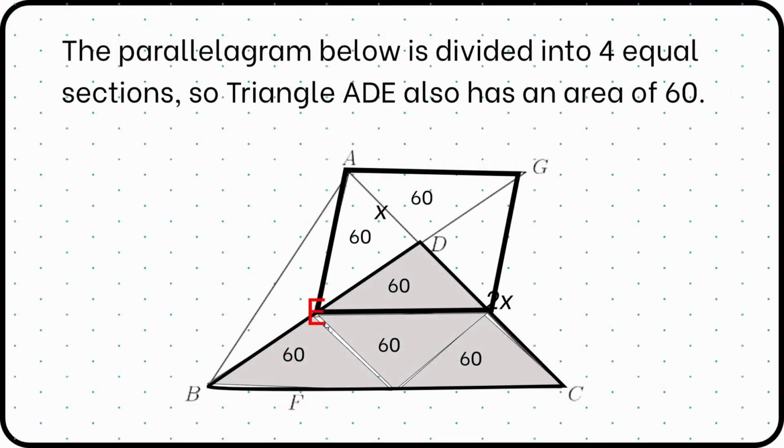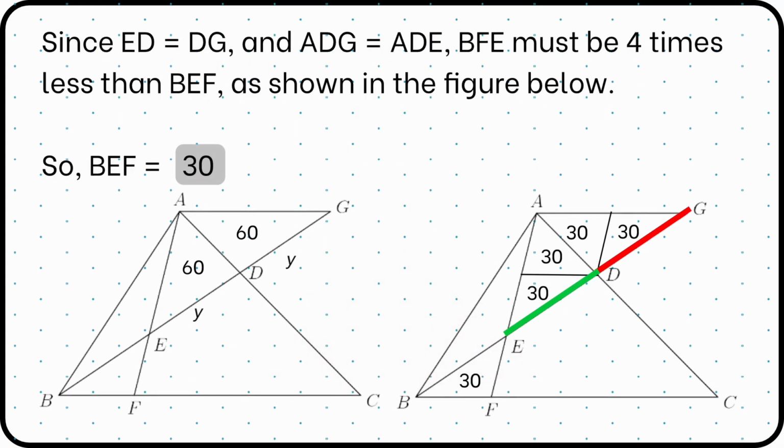The parallelogram below is divided into 4 equal sections, so triangle ADE also has an area of 60. Since line ED is equal to line DG, and triangle ADG is equal to triangle ADE, triangle BFE must be 4 times less than triangle BF, as shown in the figure below. So, triangle BF is equal to 30, which is our answer.